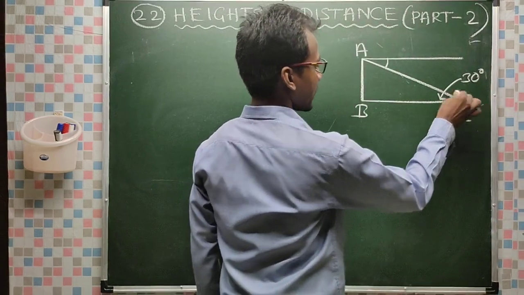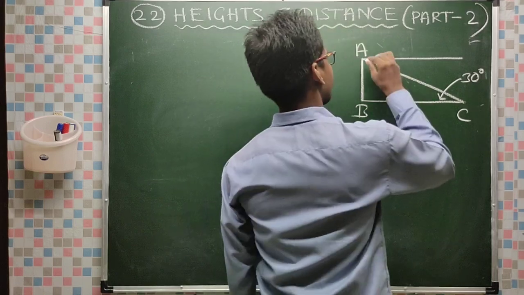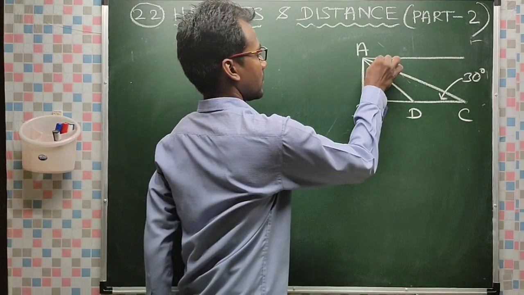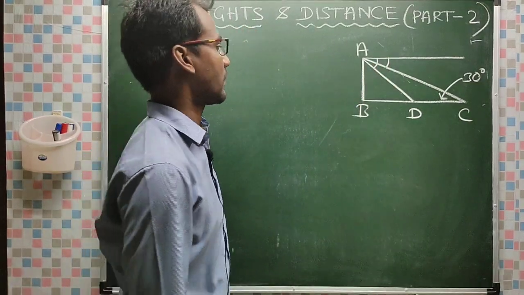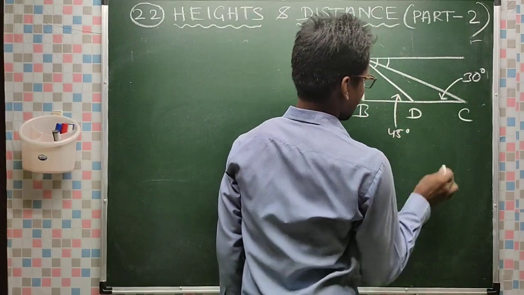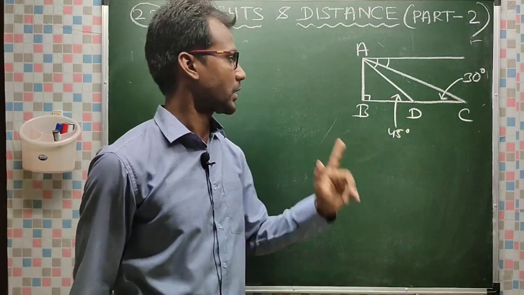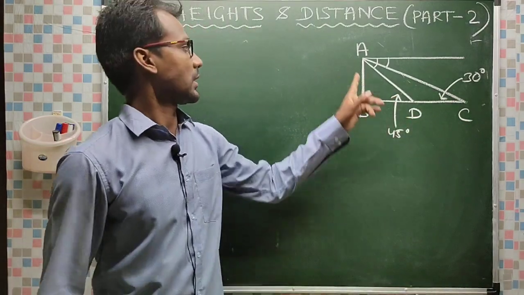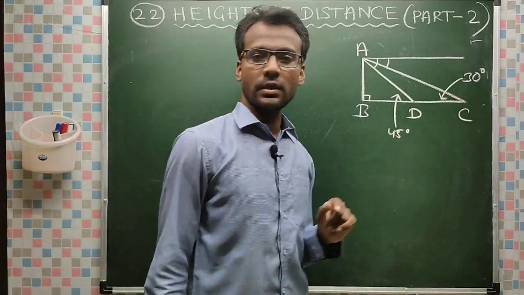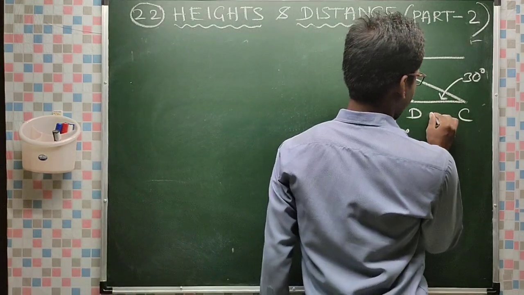Now the car has moved from here to here. Suppose here D. Now there will be a new angle of depression. This one. Now this is 45 degree. This is 30 degree, this is 45 degree. He is sitting at the top of a tower. Height of the tower is not given. From C to D, the car has taken 12 minutes.